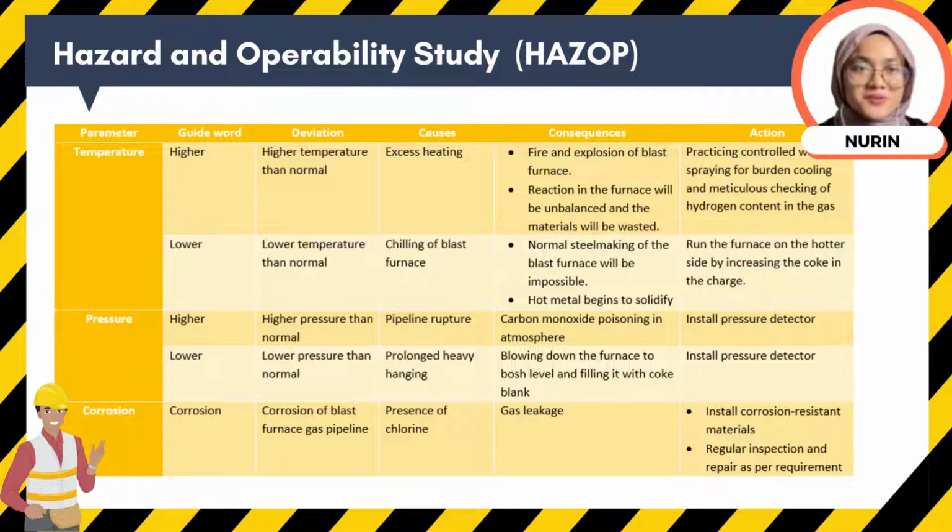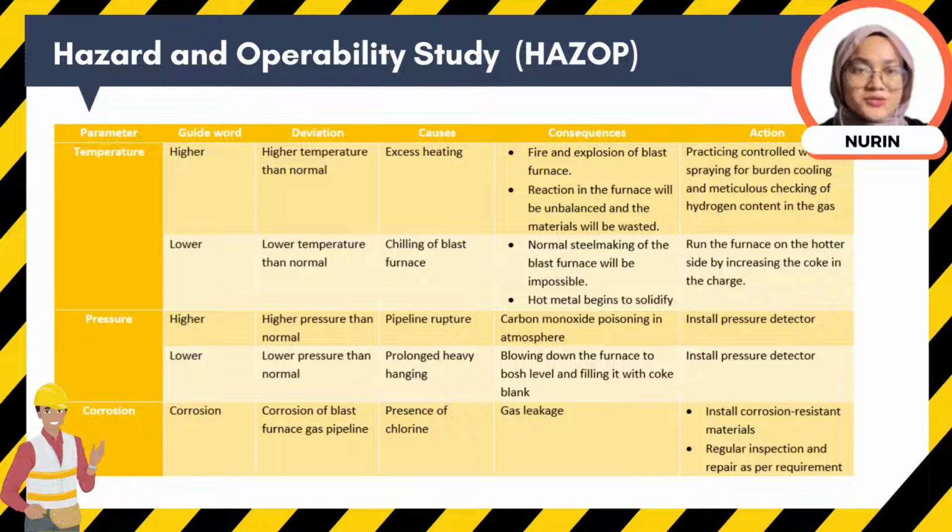The second parameter is pressure. Higher pressure than normal is caused by pipeline rupture, which will cause carbon monoxide poisoning in the atmosphere. On the other hand, lower pressure than normal is due to prolonged heavy hanging, which can blow down the furnace to Bosch level and fill it with coke blank. The action for this deviation is installing a pressure detector.